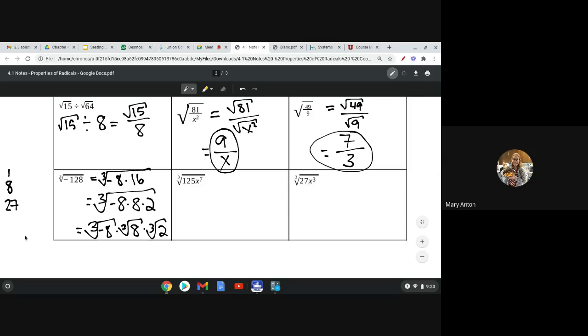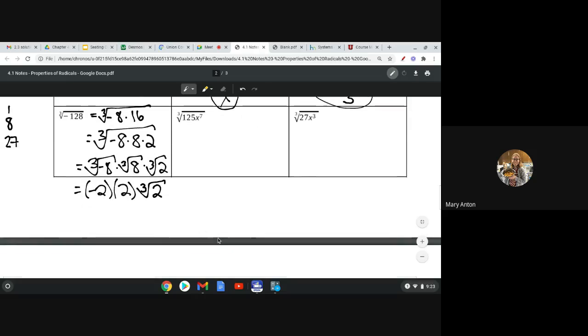All right, cube root of negative 8. What's that equal to? Negative 2. What's cube root of 8? 2. That's a positive 2. And then cube root of 2. That's not a perfect cube, so we just leave it as is. That's as simple as that one gets.